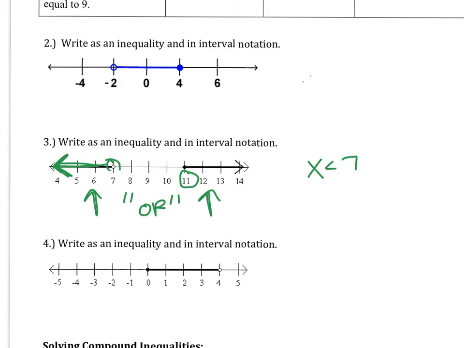And then my second inequality, we're starting at 11, but it's closed and going to the right. So it's greater than or equal to because of that closed dot. So x is less than 7, or x is greater than or equal to 11. That's my inequality notation. You also have to write it as an interval. This is where we see the U, which means union. Anytime you have an or inequality, if you're asked to write it as an interval notation, you're going to have to use this U.